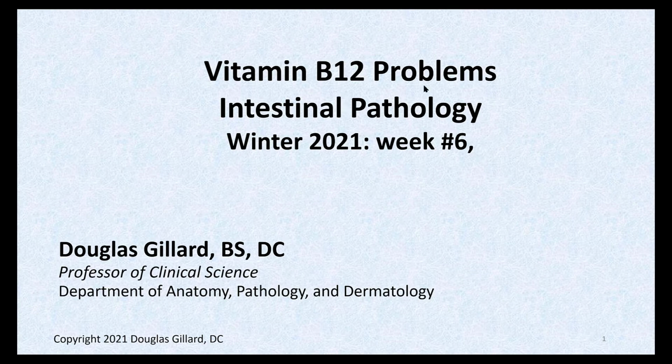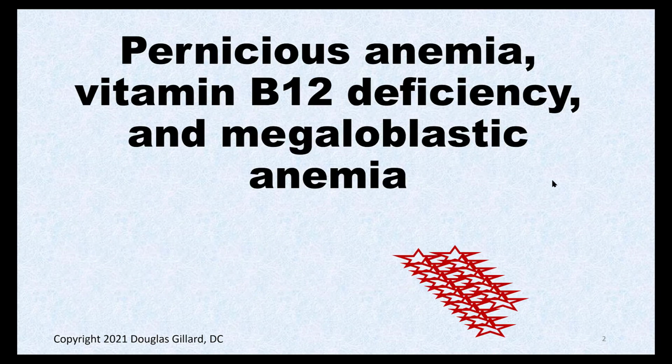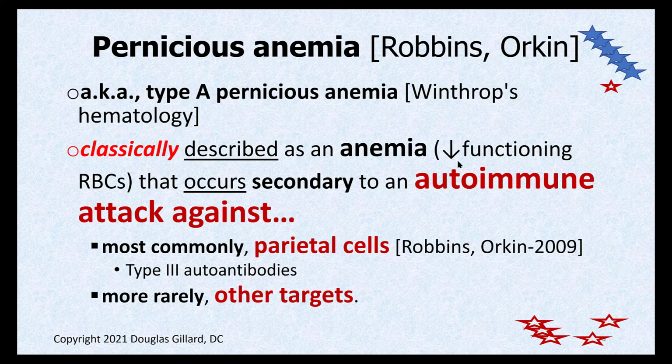Go ahead. Vitamin B12 problems, intestinal pathology. Great. Pernicious anemia. Vitamin B12 deficiency. And a megaloblastic anemia. Excellent. Pernicious anemia, aka a type of pernicious anemia.